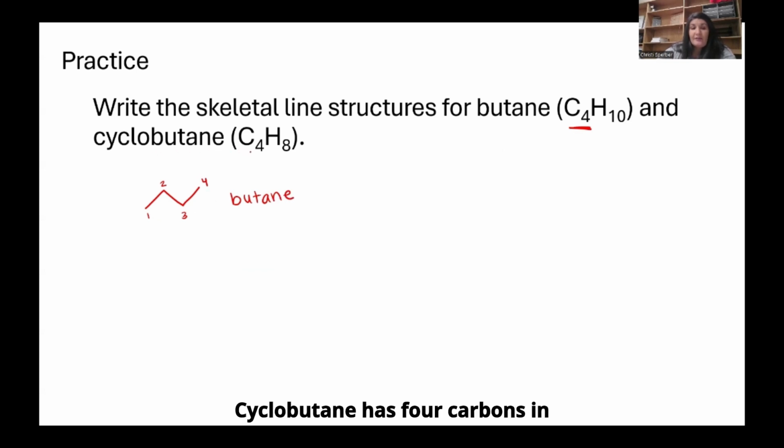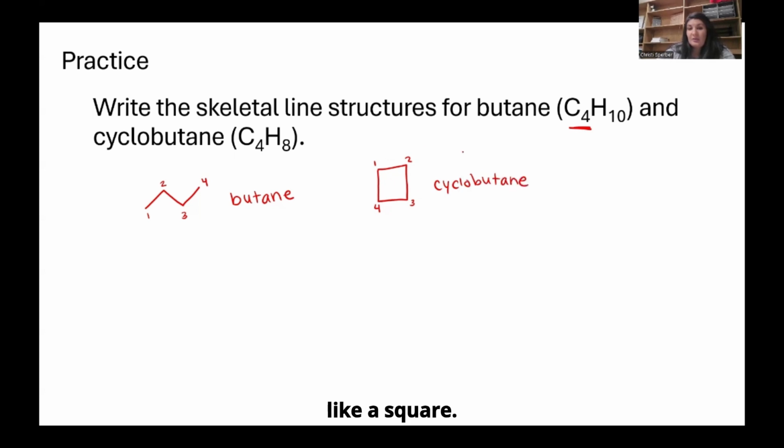Cyclobutane has 4 carbons in it, and cyclo means that we're going to have a polygon. So we're going to have a polygon that has 4 sides. So we have 1, 2, 3, 4 carbons in here. This is cyclobutane. It looks like a square.